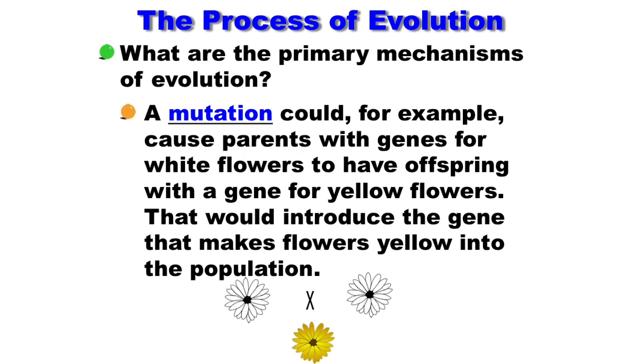A mutation could, for example, cause parents with genes for white flowers to have offspring with a gene for yellow flowers. That would introduce the gene that makes flowers yellow into the population. Usually, exactly the opposite happens. 2 yellow flowers may produce a flower that is white, because there are thousands of ways we can make a gene defective, and that means that a white flower basically just doesn't produce pigment, and yellow means pigment. So normally the process goes in the reverse direction, but such examples also happen. But the reverse variant would be much more frequent.